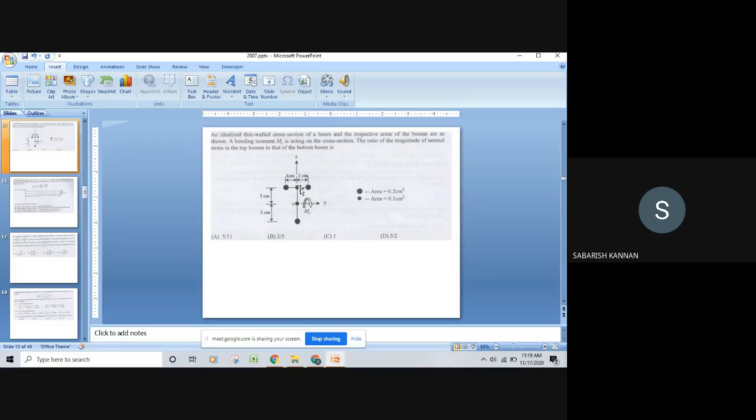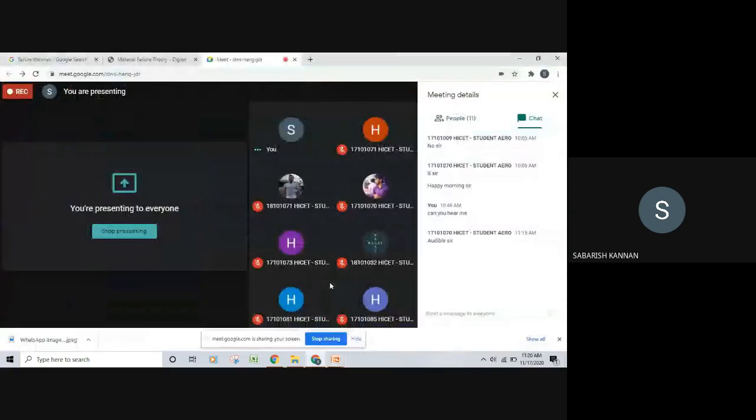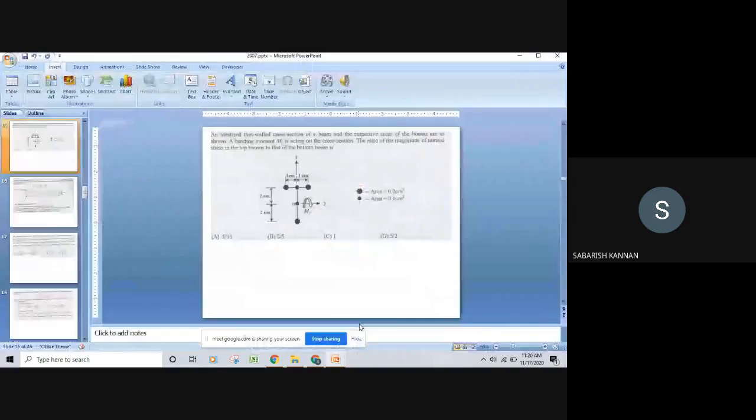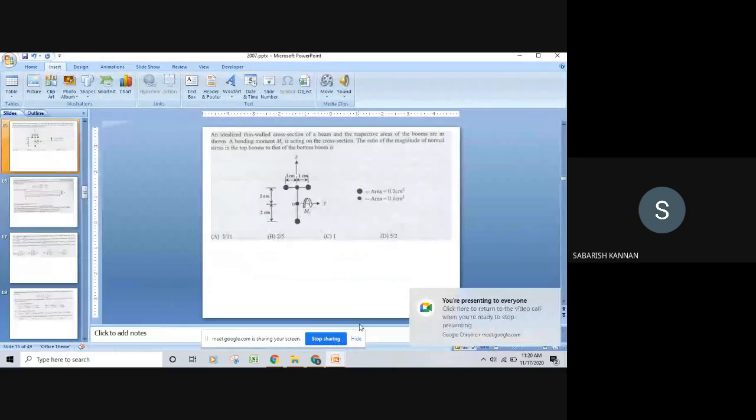Just see this image. Can anyone please tell me whether the problem is symmetric or not? Just check and tell whether the section is symmetric or unsymmetric.